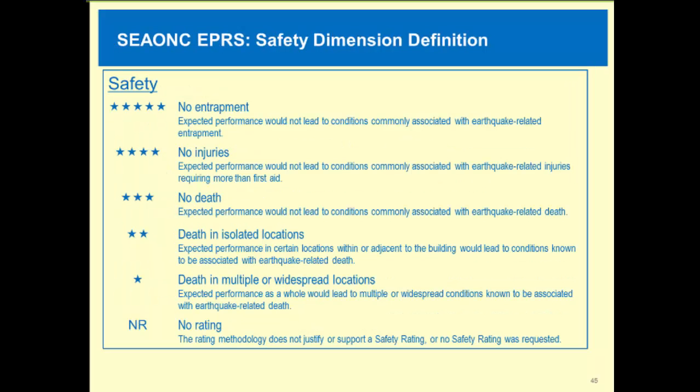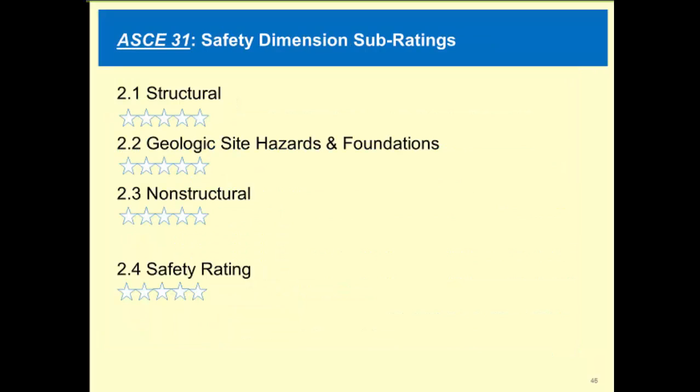So now this safety rating is really composed of 3 individual sub-ratings. You have the structural sub-rating, the geologic site hazard and foundation sub-rating, and a non-structural sub-rating. Each of those has a corresponding checklist in ASC 31. So we'll step through each of those sub-ratings, and we'll start off with the structural. You'll take the minimal rating from the 2.1, 2.2, and 2.3, and that gives you your overall safety rating that you'll report later.